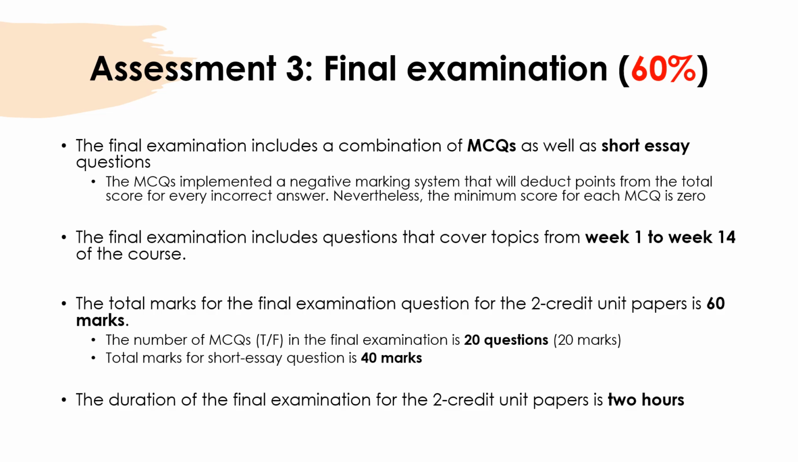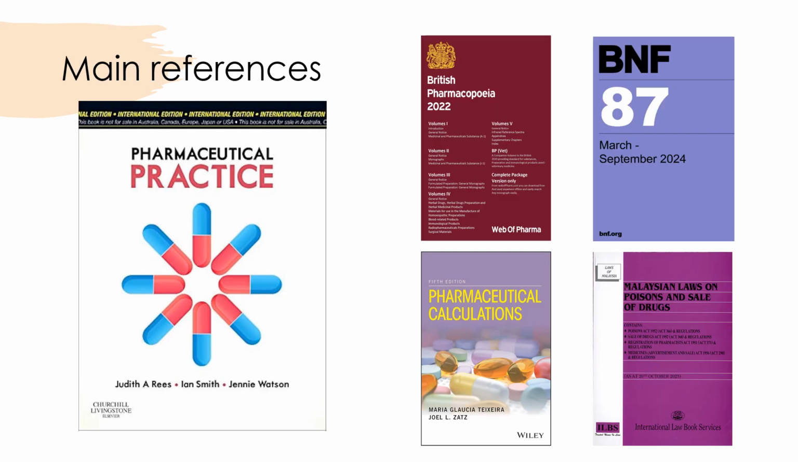Since this is a 2 credit unit course, we have 60 marks in total, where you will see 20 MCQ true false questions in part A and short essay questions which carry 40% in part B. A 2 credit unit paper usually has a final examination of 2 hours.